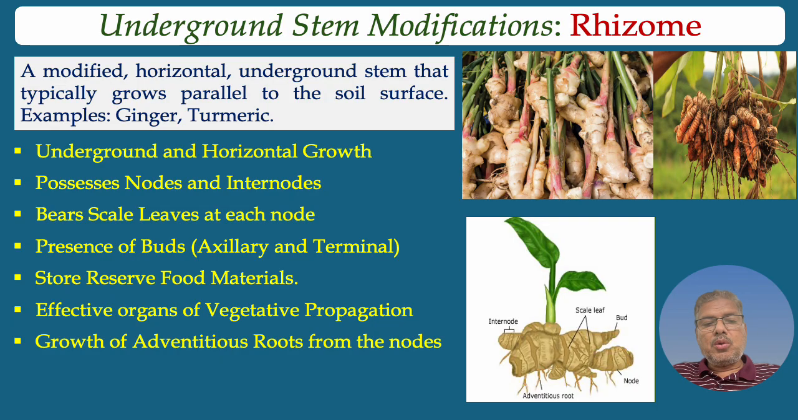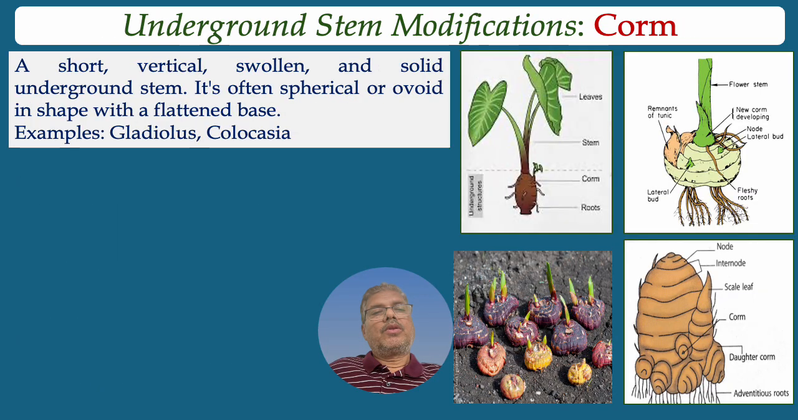The adventitious roots grow downwards from the nodes of the rhizome, anchoring the plant and absorbing water and nutrients, often brownish in color. Since they are typically underground and not exposed to the sunlight, rhizomes generally lack chlorophyll and appear brownish, unlike green aerial stems.